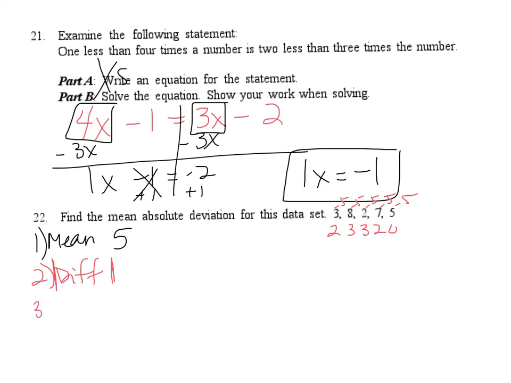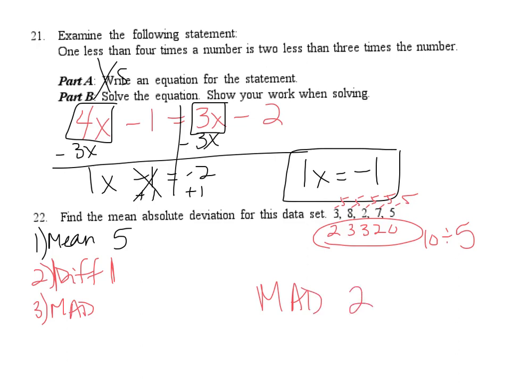Now I find the MAD by finding the mean of those differences. So I'm going to add these up, and I'm going to get 10, and then I divide by how many there are, which is 5. So my MAD is going to be 2.